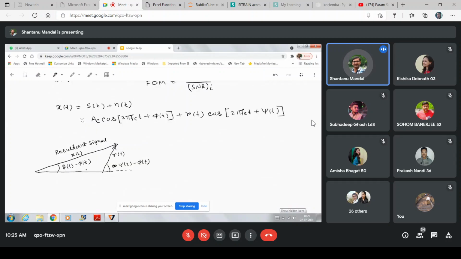But theta(t) is the resultant phase. So theta(t) can be written as phi(t) plus tan inverse of r(t) into sine of psi(t) minus phi(t), divided by Ac plus r(t) into cos of psi(t) minus phi(t). So this is theta(t).